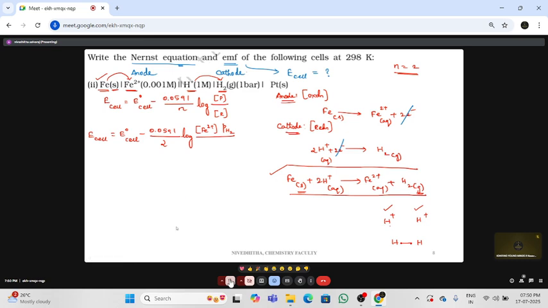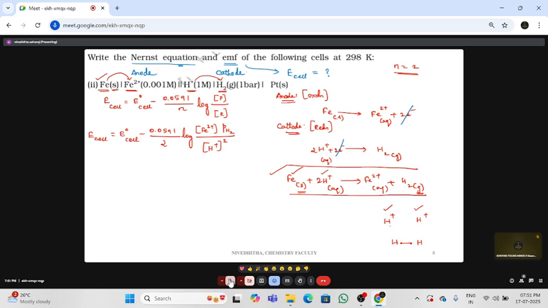And what is the next species? I've written the concentration of iron is 1. I'm not going to write that. Next, the concentration of H plus ion. See here, we have number of ions for H plus, so we have to write the number of moles in the power. Okay, that's it. So now we have to calculate the E naught cell.